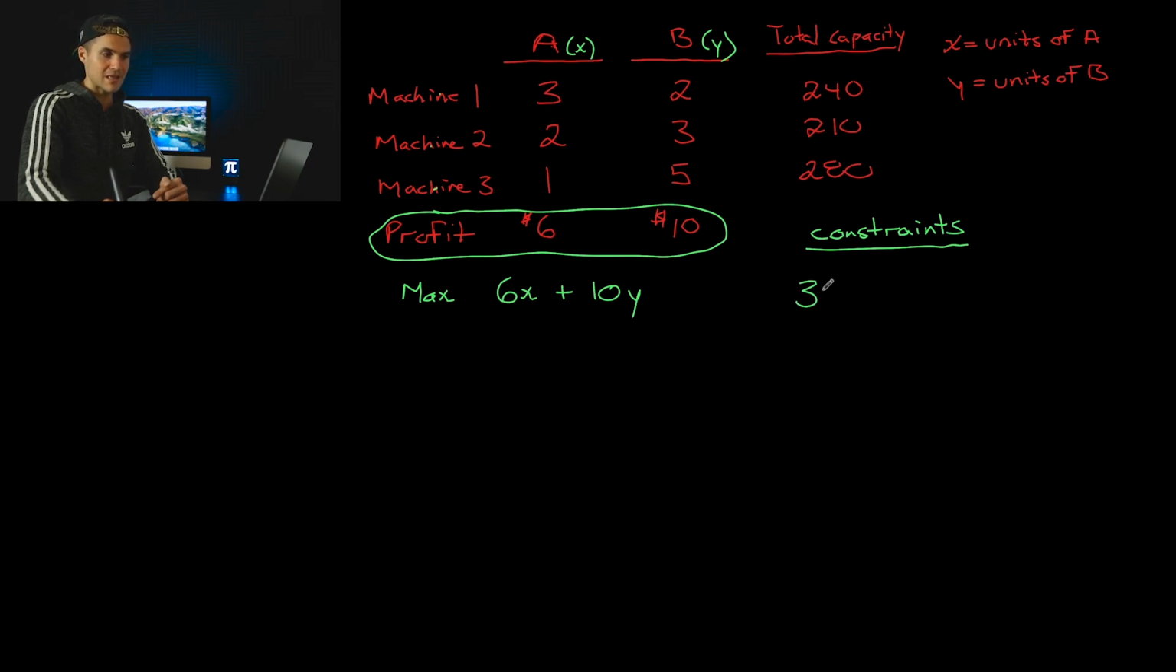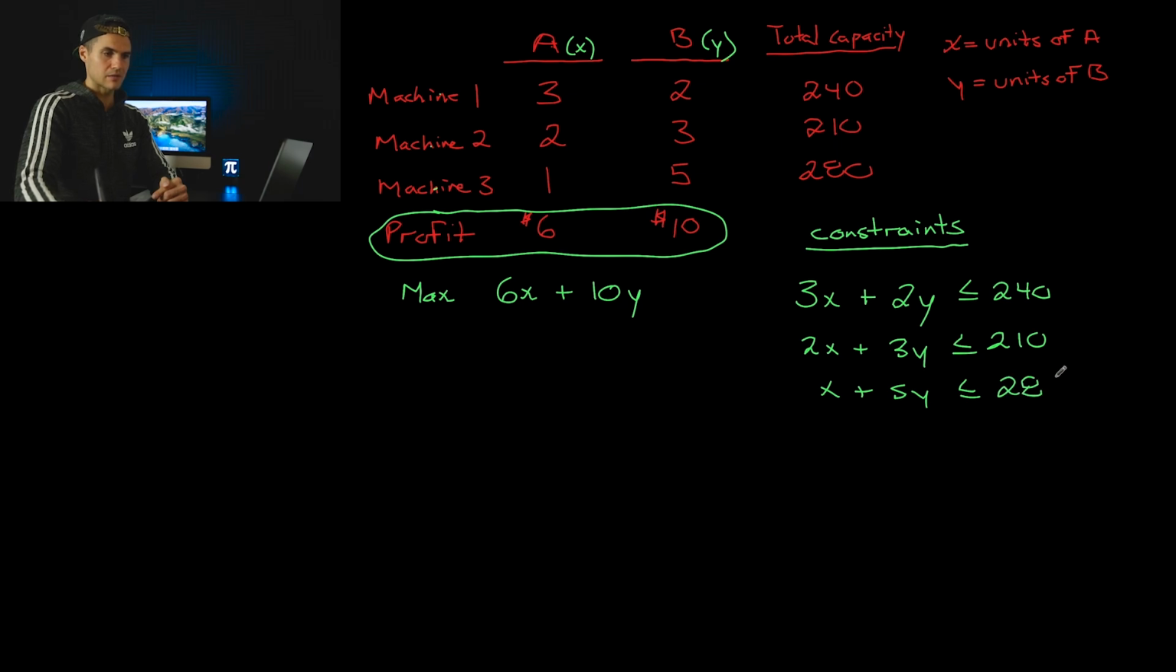So the total hours that product A would consume would be 3x, right? 3 hours per unit times the number of units, plus the number of hours product B would consume for machine 1 would be 2y. And this here has to be less than or equal to the total capacity for machine 1, which is the 240, like that. Okay, and then following that same process, 2x plus 3y is less than or equal to 210, and then x plus 5y is less than or equal to 280, like that.